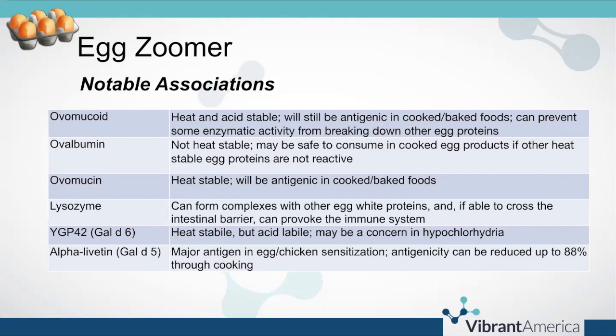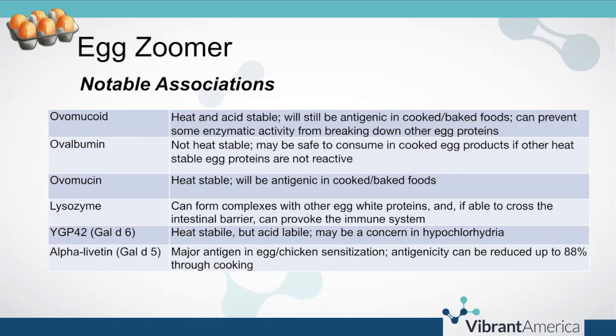So if a patient is only sensitive to the non-heat stable, so for instance, if the only antibody this patient had was to ovalbumin, which is not heat stable, it might be safe for that patient to consume products that had cooked eggs in them, for instance, a cake or a cookie, because the egg is cooked.